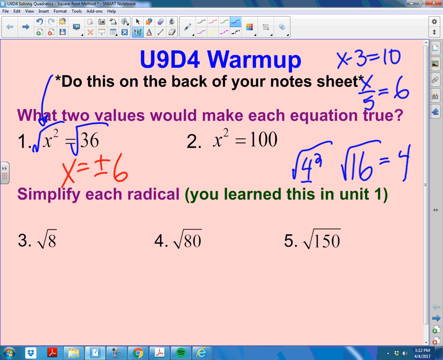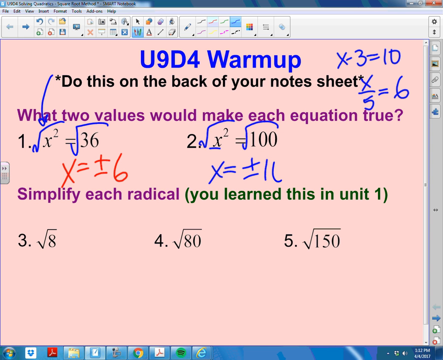Okay? So, like I said, algebraically speaking, on number 2, in order to get x by itself, I would simply take the square root of both sides. Square root of x squared is x. What's the square root of 100? Plus or minus 10. And that is your answer. Those are your answers. Two answers.